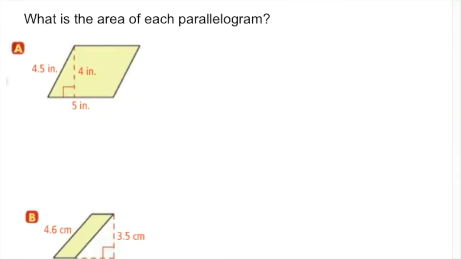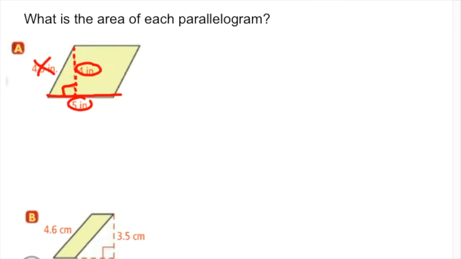Okay, so they might give you some values that you might not actually end up using. So for this example, we have a 4.5 here that doesn't really do anything. I see a base right here. I see a right angle. So I'm going to use the height of 4, with the base of 5. I'm going to get rid of the 4.5.